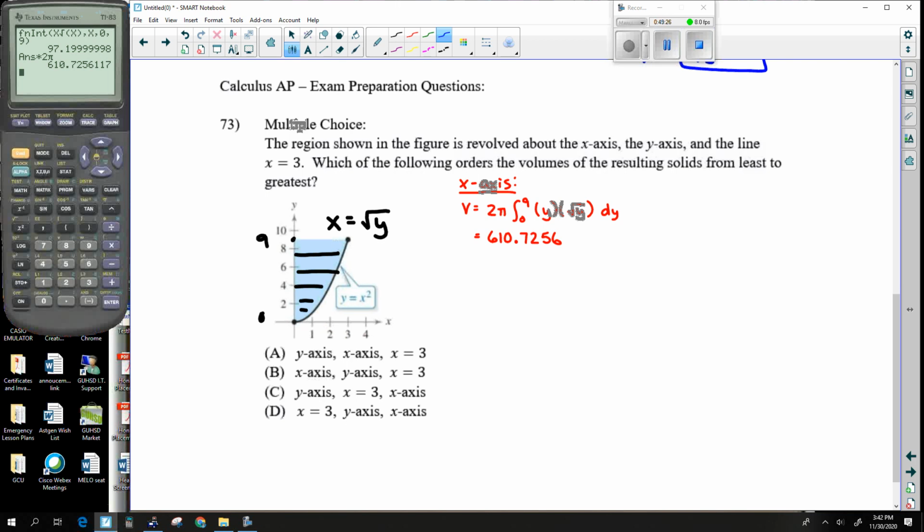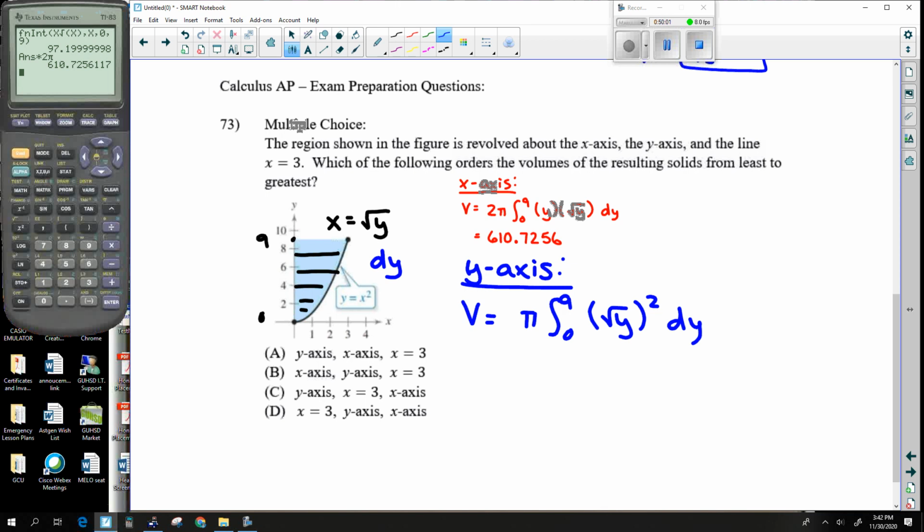Now the other question is, okay, about the y-axis. Again, this is set up in the dy form. And so if it's about the y-axis, this would be the disk method, and it goes to the axes. So that's pretty decent. This is set up the way that I want. So this is the disk method. So this is going to be pi integral from, again, 0 to 9 of the radius, which is the square root of y, squared, dy.